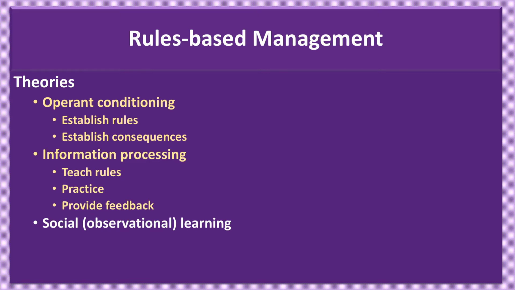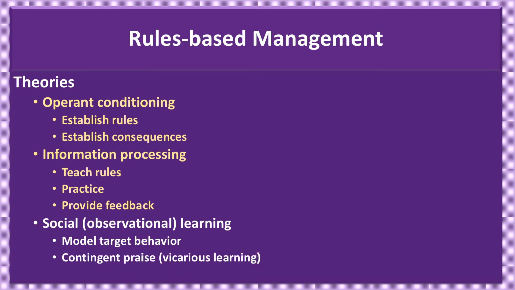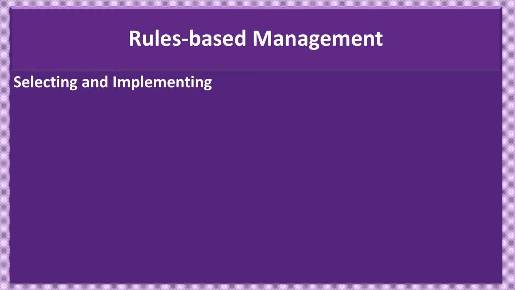From social learning or observational theory, educators derive the need to model the target behavior themselves, and for some learners to model the behavior for others. They also know the value of providing contingent praise to learners who display the appropriate behavior, as this provides the opportunity for vicarious learning. There are 5 items to consider when selecting and implementing a rules-based management approach.